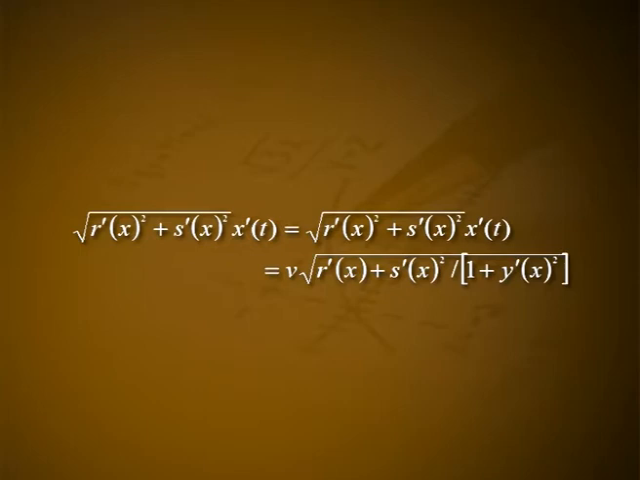We now determine his speed in terms of the boat's speed v. The component of the boat's velocity is v by root of 1 plus y'(x) squared, by basic calculus and geometry. Thus, the skier's speed is root of r'(x)² + s'(x)² times x'(t), which is equal to v times root of (r'(x)² + s'(x)²) divided by (1 + y'(x)²). Hence, the skier's speed at any time equals the boat's speed at that time multiplied by some function of the paths of the skier and the boat.